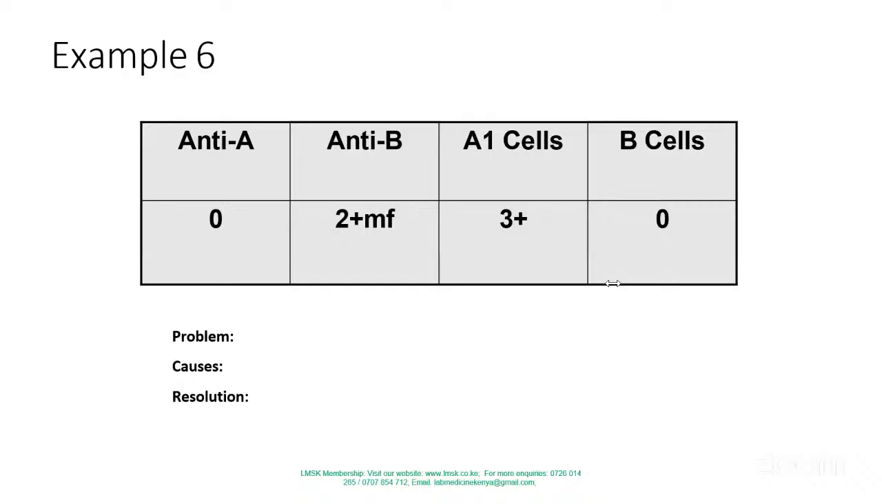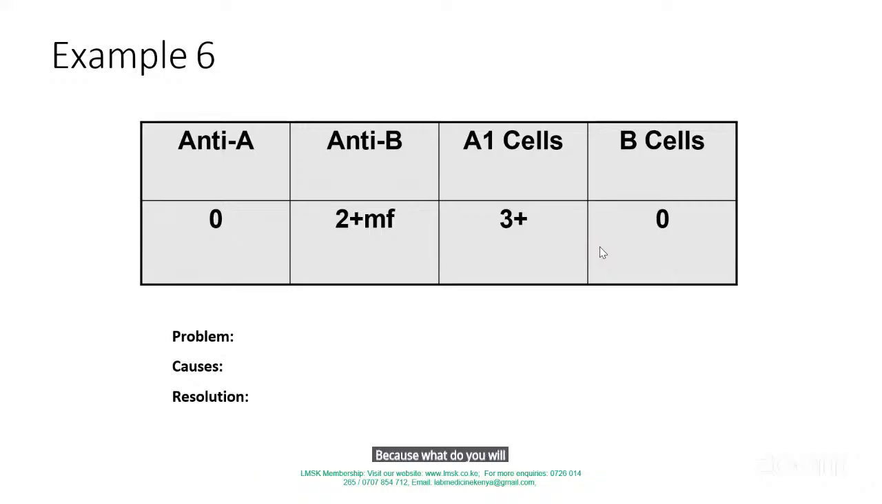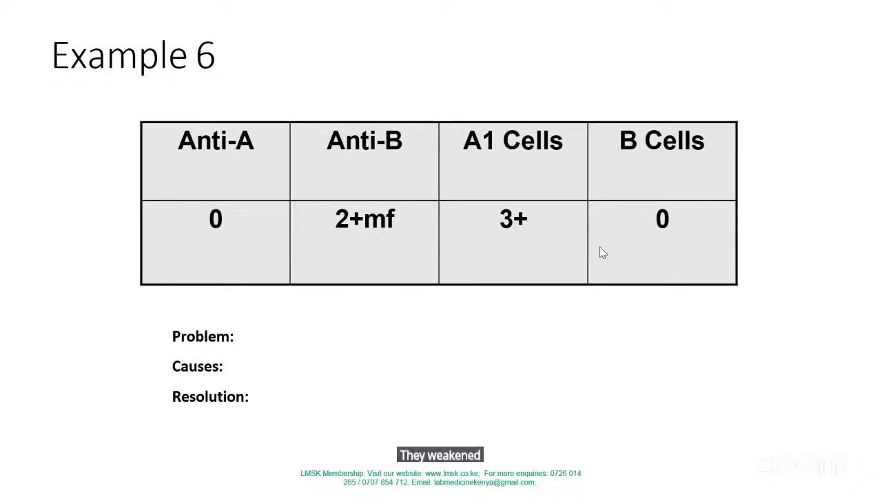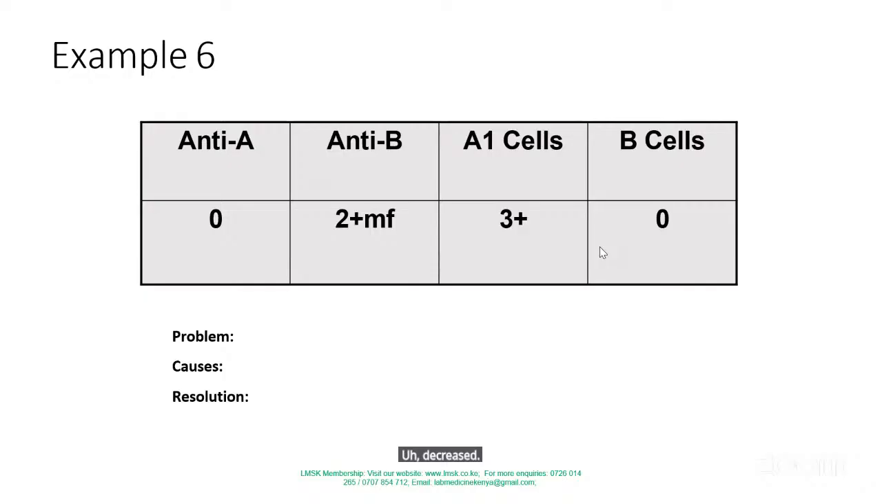So apart from DU, is there any other test for weak D? Yes, you can do molecular typing. Because what DU does is just to detect whether you are having a weak D. And for weak D, there are those variants. There is partial D, and now there is the weak D. In weak D, the number of D antigens on the red cell surface is decreased, and therefore you have a challenge forming agglutination. So you do the DU test.